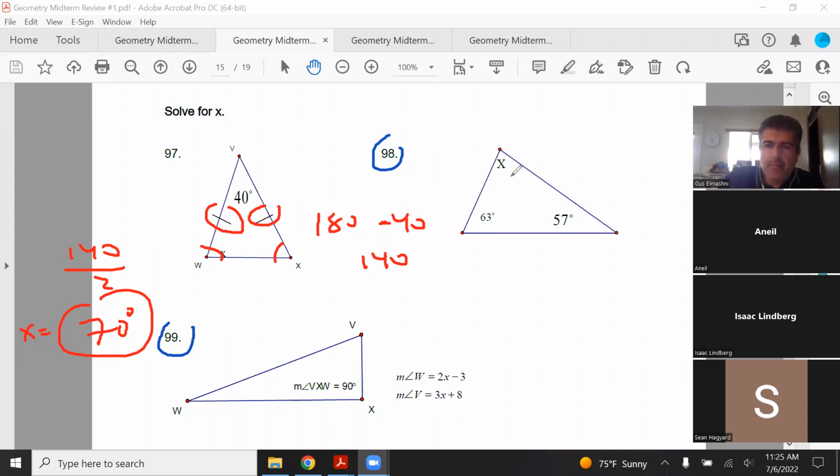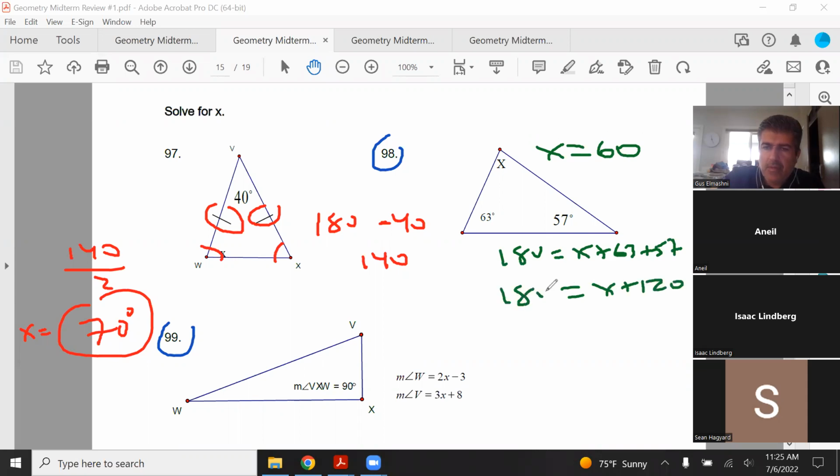Okay, hopefully you guys see that X would have to be 60 here, because 180 equals X plus 63 plus 57. It's not too hard. We have X plus 120. X is 60, there you go. Not that hard.